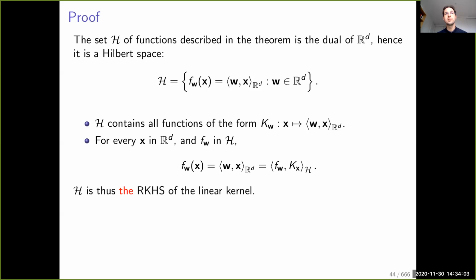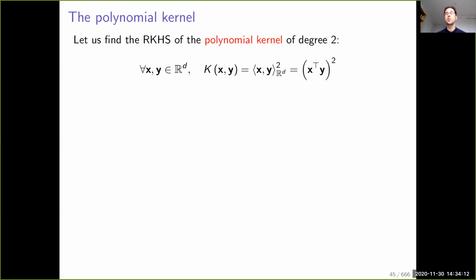But of course, finding out which RKHS is associated to a kernel is not always as easy. And we are going to first see an example with the polynomial kernel of degree 2, which is simply defined as taking the square of the inner product. More generally, I should say that a polynomial kernel of degree 2 is obtained by allowing a small intercept before taking the square. Here, for simplicity in this slide, we simply consider the inner product x times y in R^D, and we take the square.